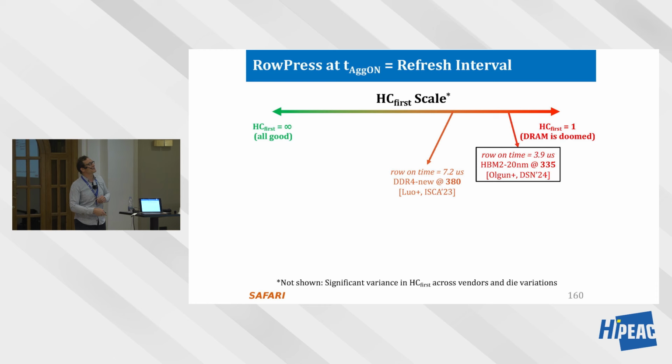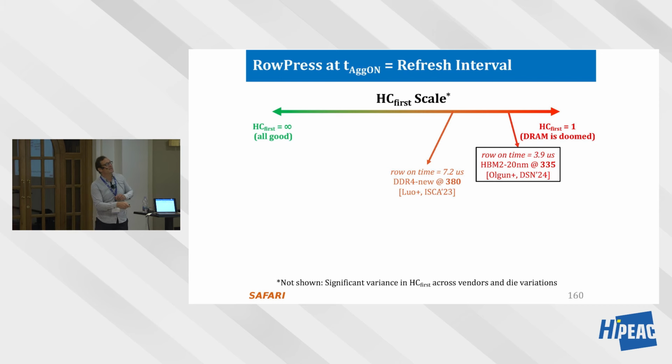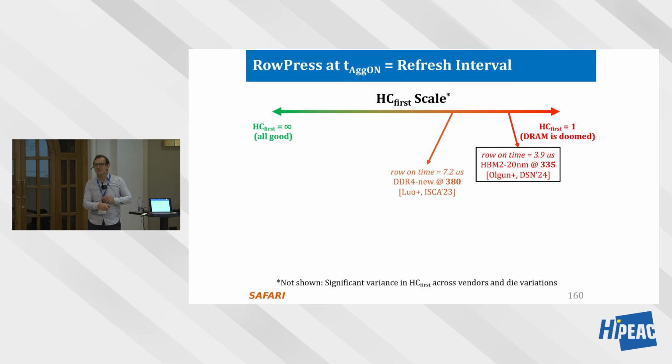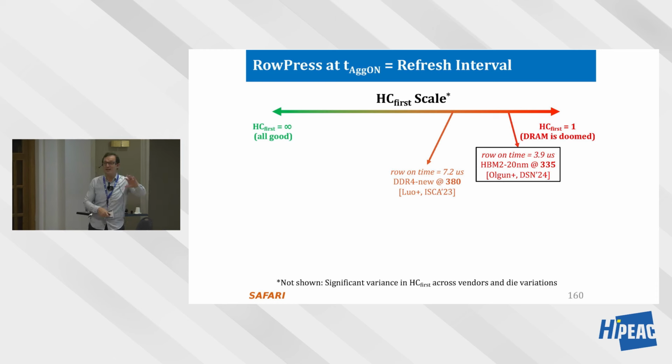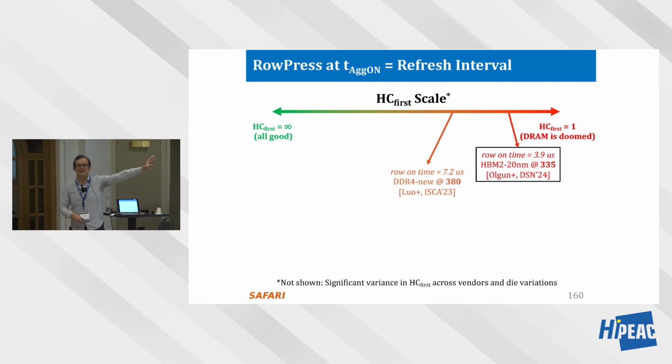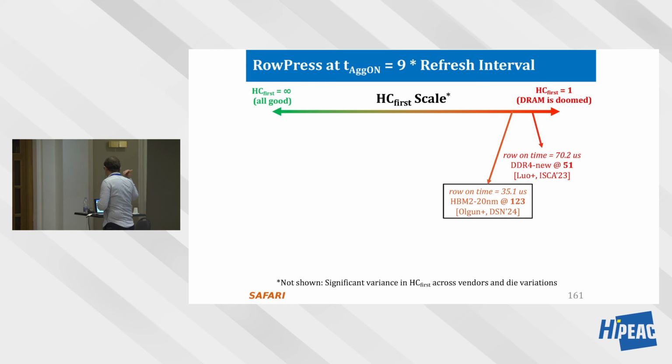Okay, so basically, where does this put us? I'm not showing everything over here, but if your row open time is 7.2 microseconds, in some DDR4 chips, you will get bit flips after 380 activations. In some HBM chips, you get bit flips after 335 hammers. Now, think about this number. There are actually real applications that still use caches and that still benefit from caches. They can activate rows hundreds of times. So we're in the real application territory, assuming that they keep the row open, of course, right? That's an assumption over here. Okay, so this number actually goes down even more if you look at, again, allowed by the standard, 9 times refresh interval, if you can keep the row open that long.